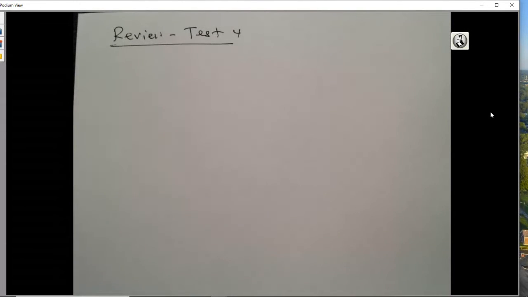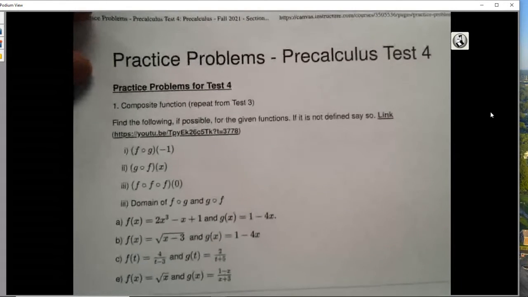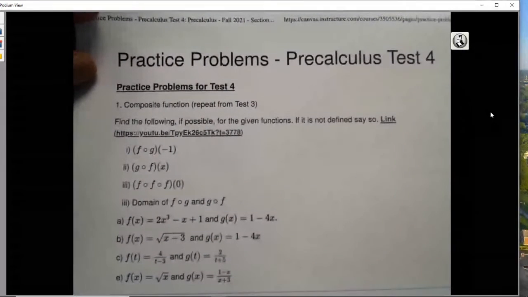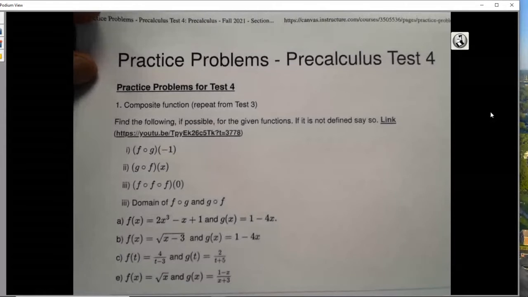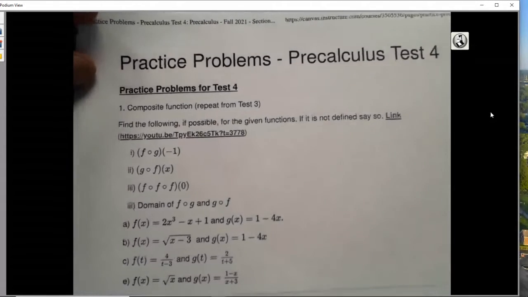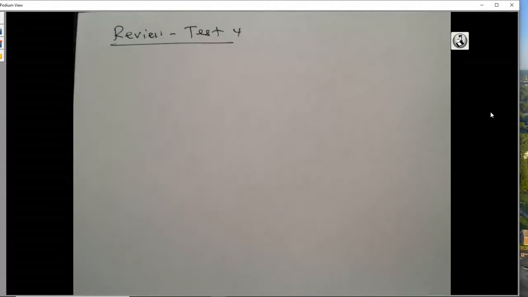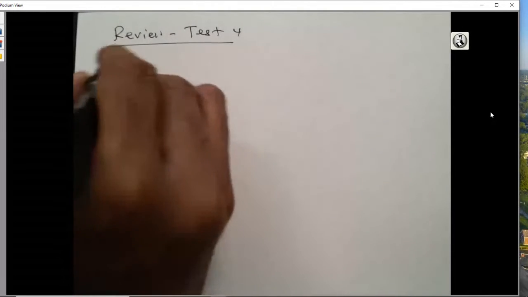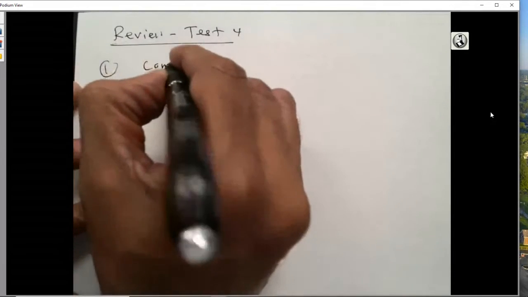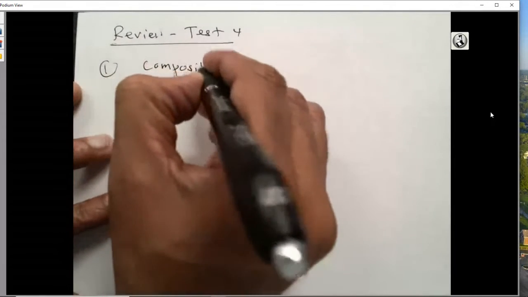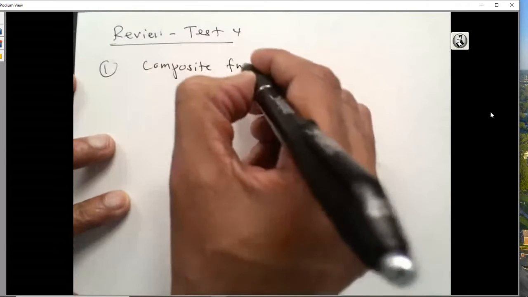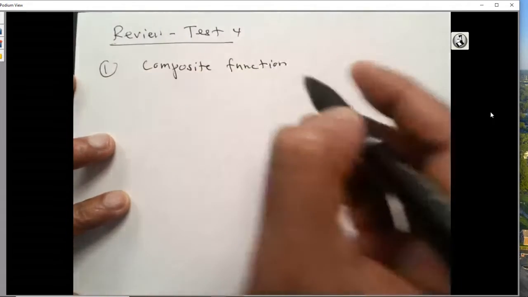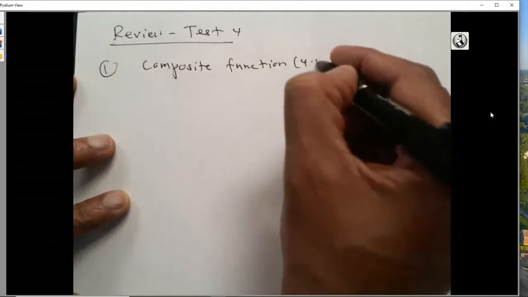The first one is about the composite function. Since we discussed this in the last exam and in one of the quizzes, I'll only do one problem, so let's try to go quickly. Question number 1, which is the composite function, 4.1.